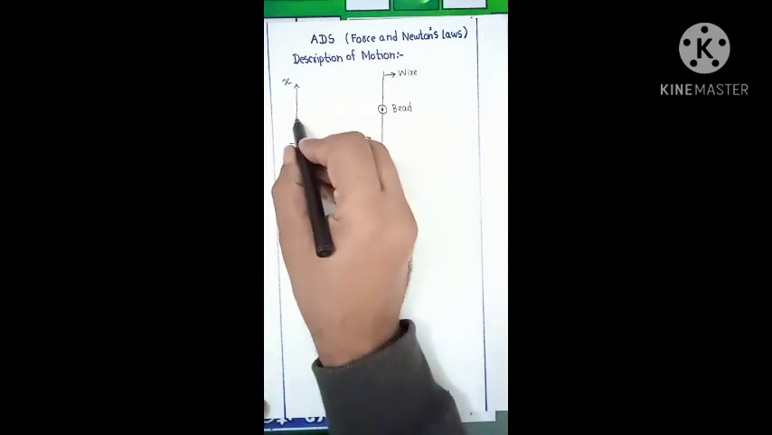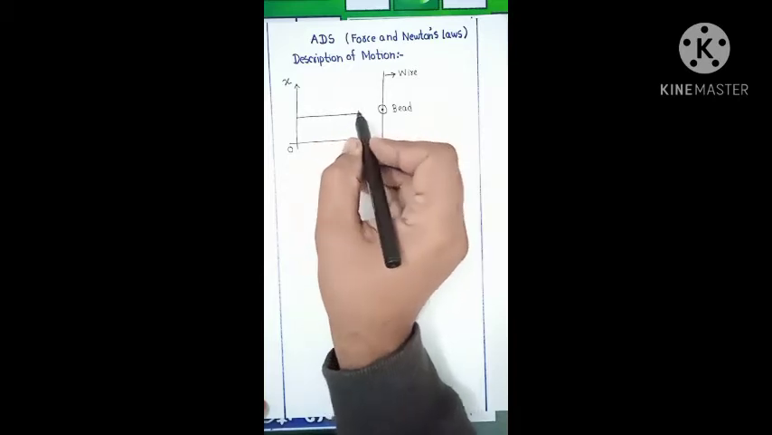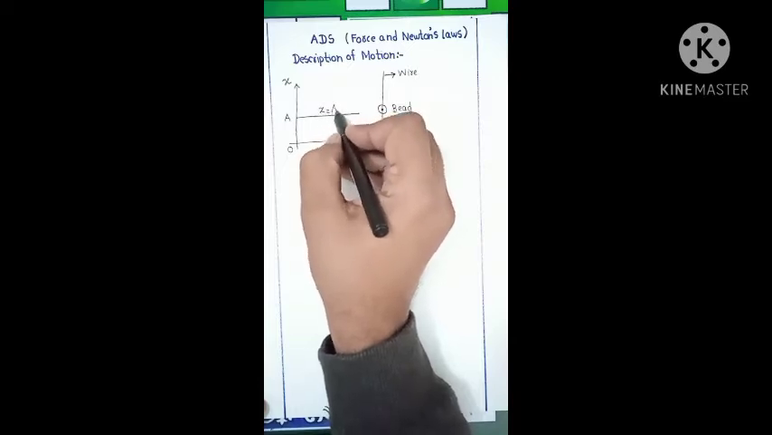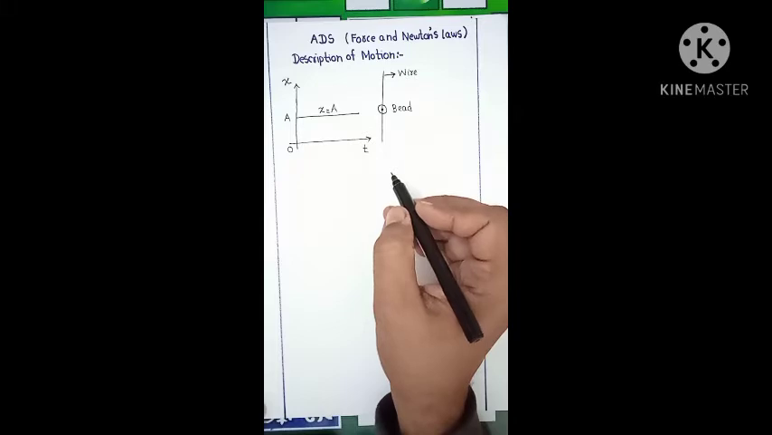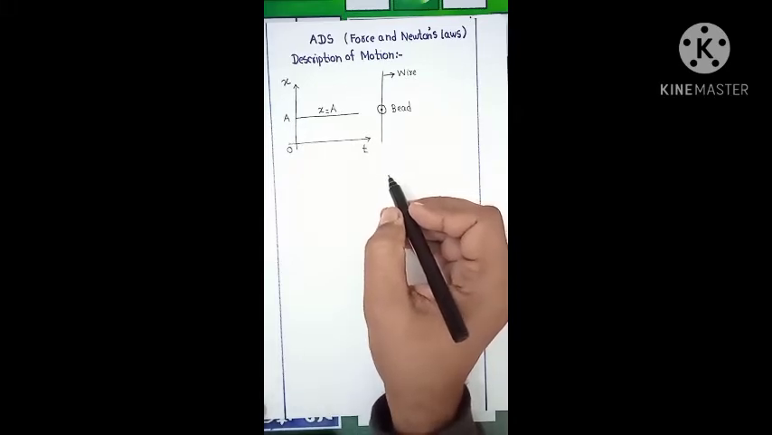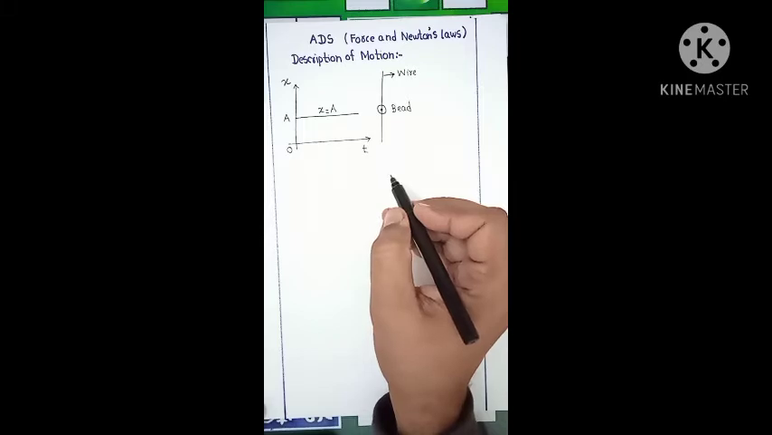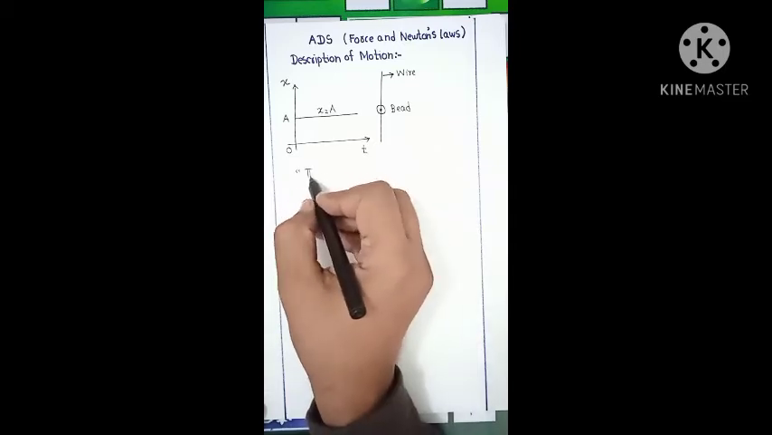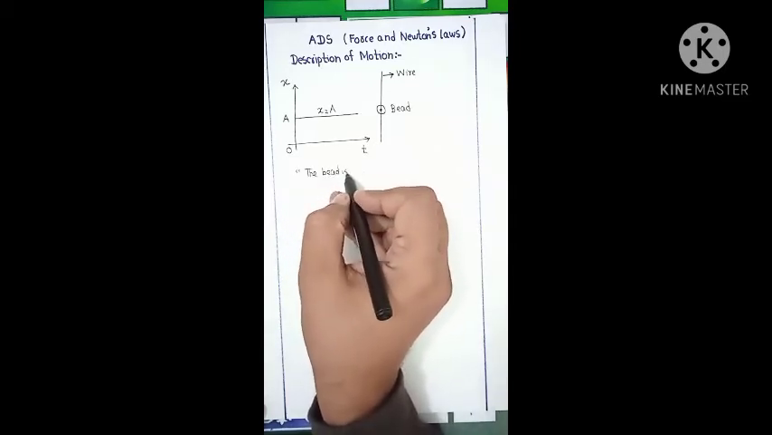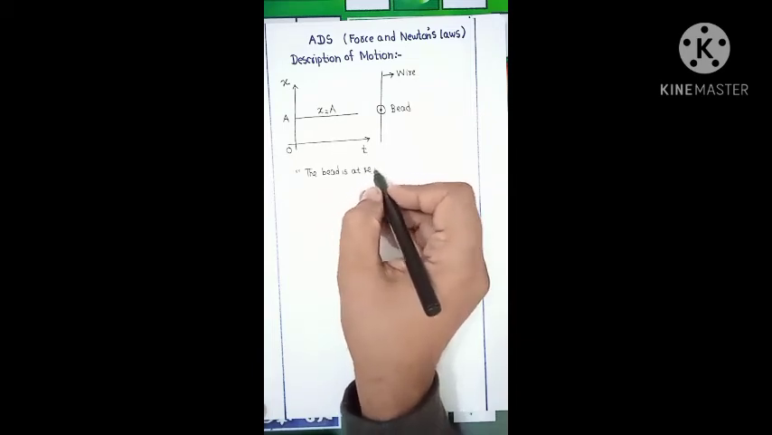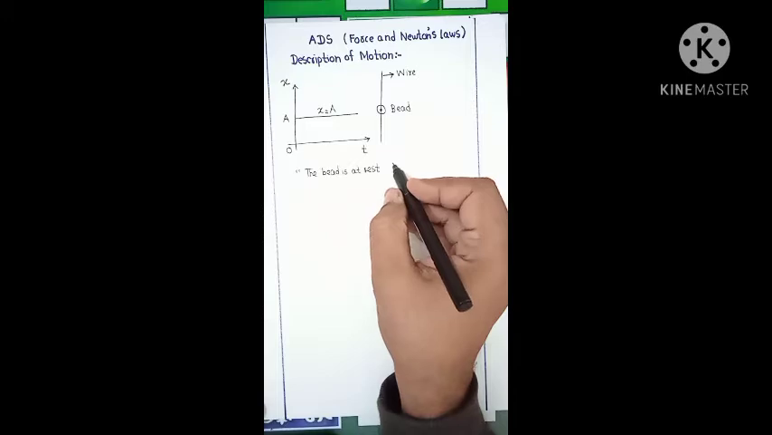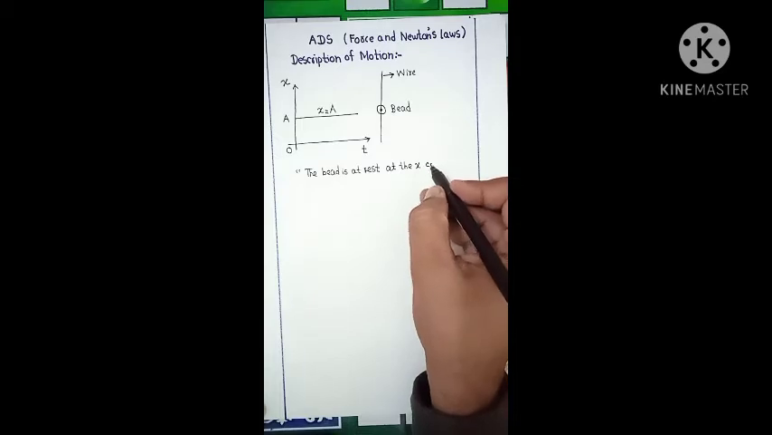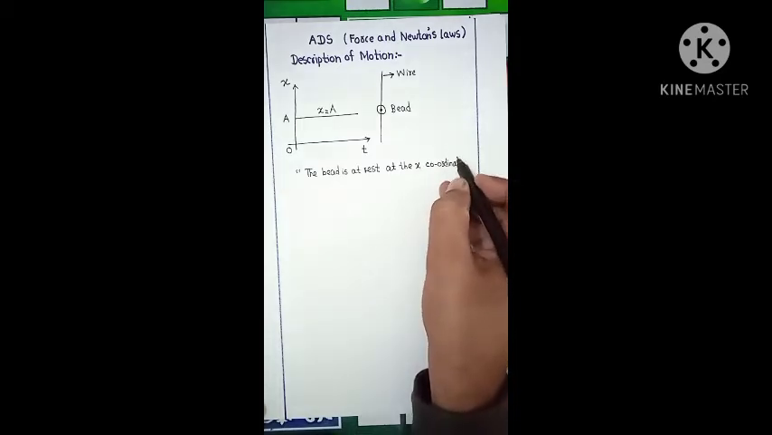Now the bead is at rest. At position A, x is equal to A. The bead is at rest at the x coordinate A.